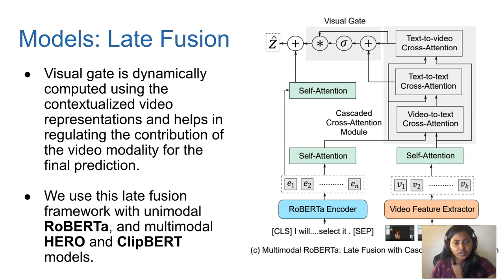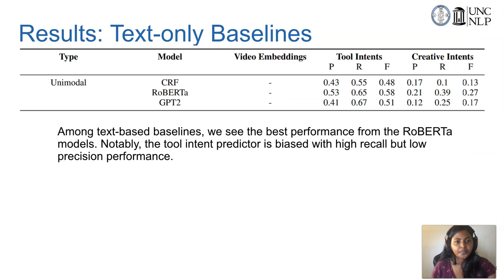As seen in the figure, the video encodings are passed through a series of cross-attention layers along with the text encodings to produce contextualized video embeddings. These contextualized embeddings are then used to dynamically compute a visual gate in order to regulate the contribution of video embedding to the final prediction. We use this late fusion framework with unimodal RoBERTa and multimodal HERO and CLIPBERT models.